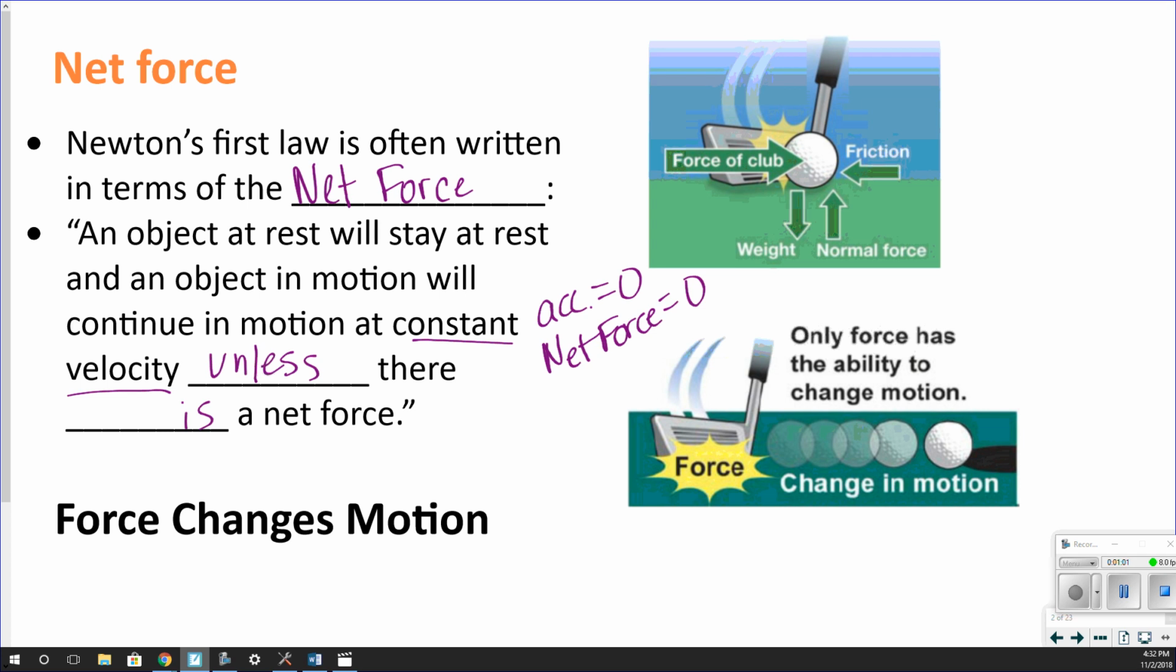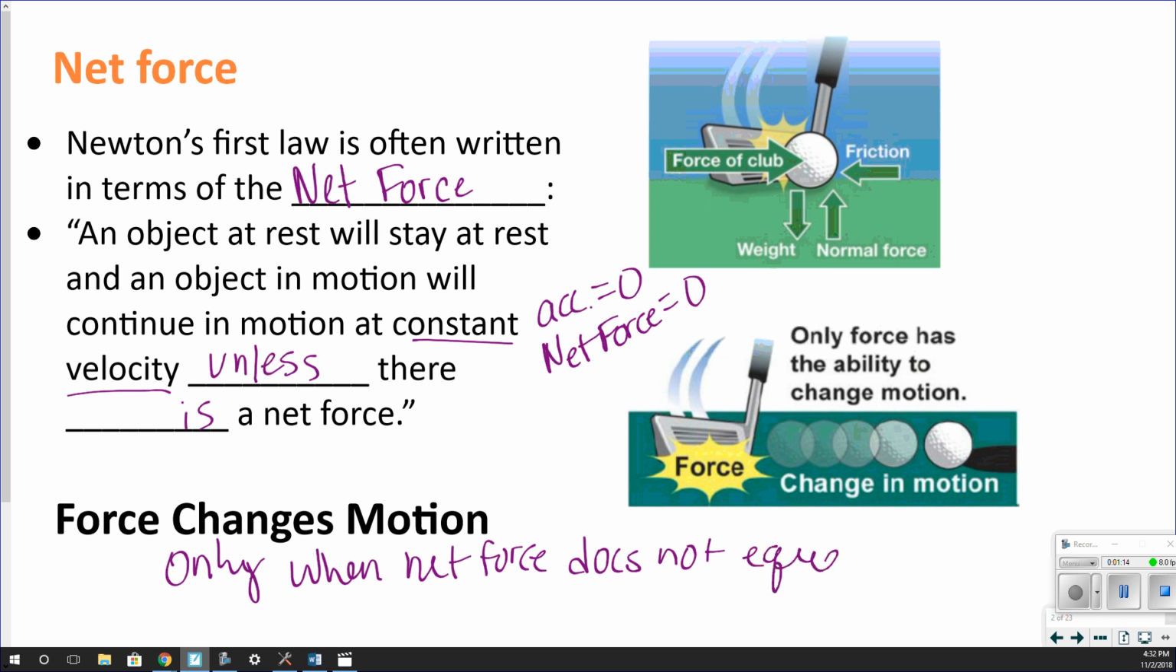Force changes motion only when net force does not equal 0.